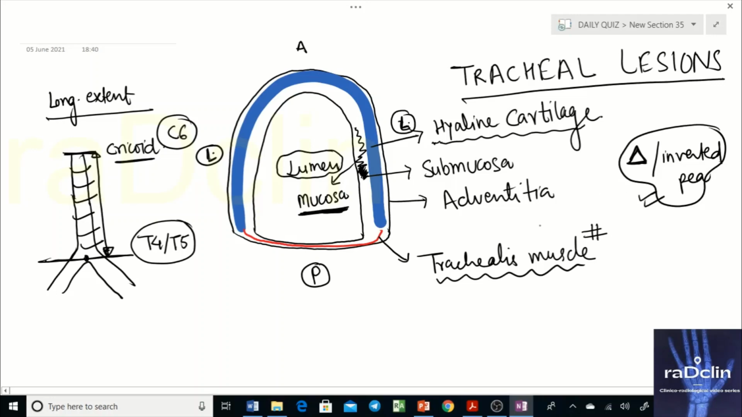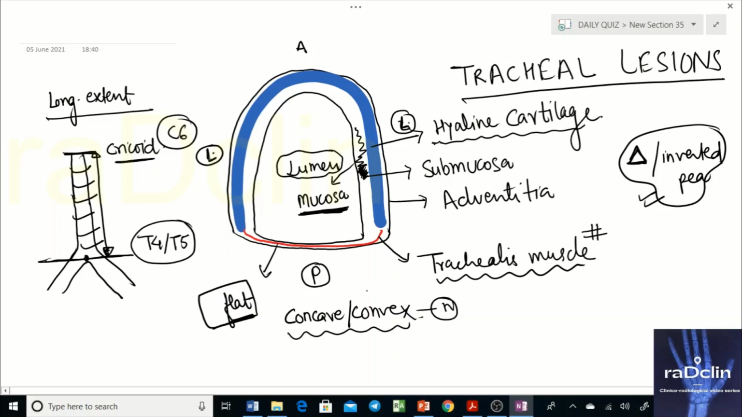Now if you look closely, this particular posterior wall of the trachea is flat here. Now it has a significance. See, this is flat. Although it is flat, it can be concave, it can be convex also in a normal person. All would be normal. Slight concavity or convexity could be there.